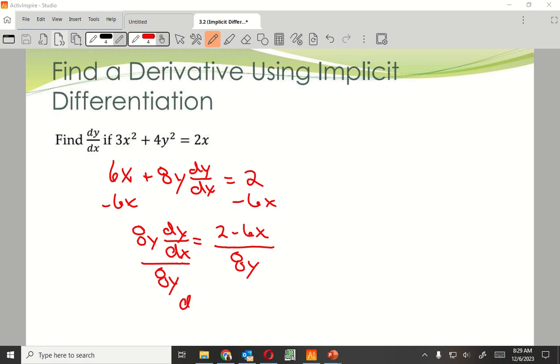So I get that dy dx is equal to 2 minus 6x over 8y. The only change I would make to this is, does the top and the bottom have a common factor? Can I reduce it by a factor of 2? There's a common factor of 2, so I can reduce everything by a factor of 2. So by reducing it by a factor of 2, I get 1 minus 3x over 4y.